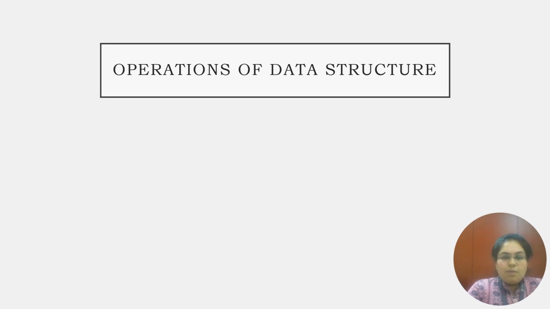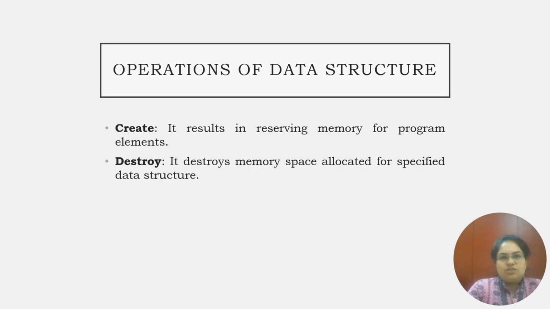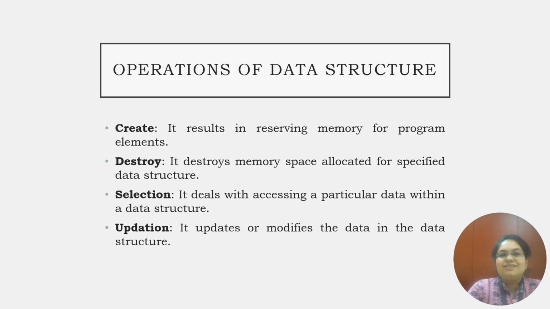Now let's learn about the operations of data structure. The first operation is create. Create basically reserves memory for program elements by declaring them. So it results in reserving memory for program elements. The creation of data can be done during compile time or maybe runtime. We can use the malloc function of C language for creating the data structure.